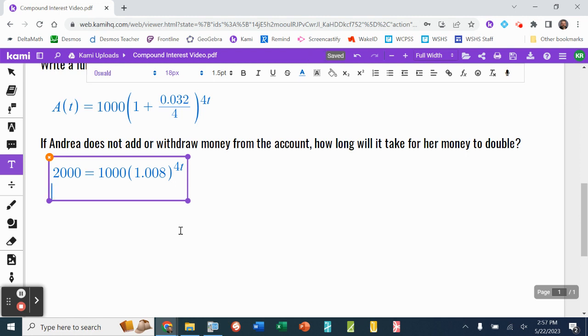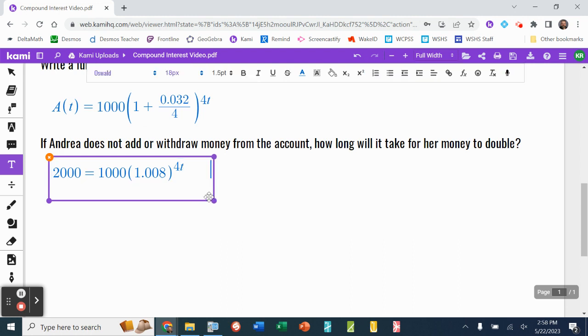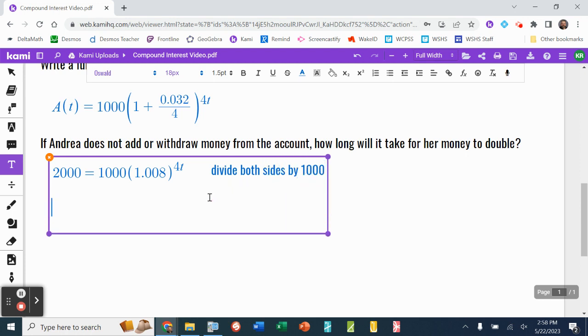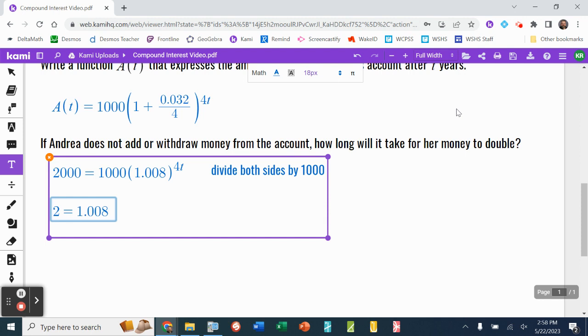We need to isolate the part of the equation where the exponent has a variable in it. So this would be that quantity in the parentheses, 1.008 raised to the 4t power. So that means I'm going to divide both sides by 1,000. That's going to leave us with simply 2 is equal to 1.008 raised to the 4t.